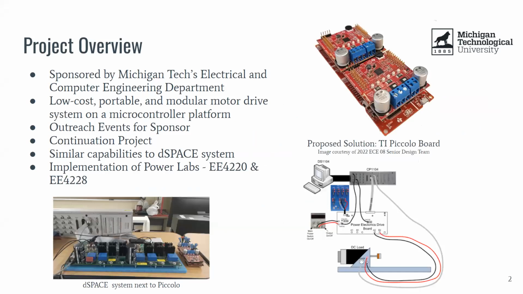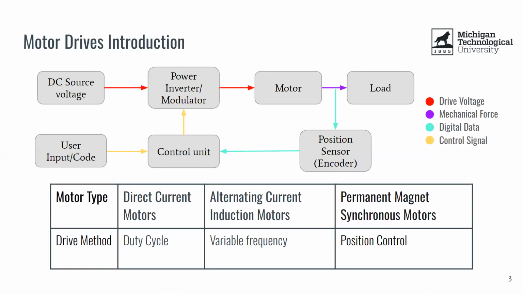The scope of this project is to create a low-cost, portable, and modular motor drive system utilizing a microcontroller. This system is intended to be used for departmental outreach events and as a cost-effective alternative to the currently used D-Space motor drive system for power labs here at Michigan Tech. This was a continuation project that furthered the work done by the previous year's team.